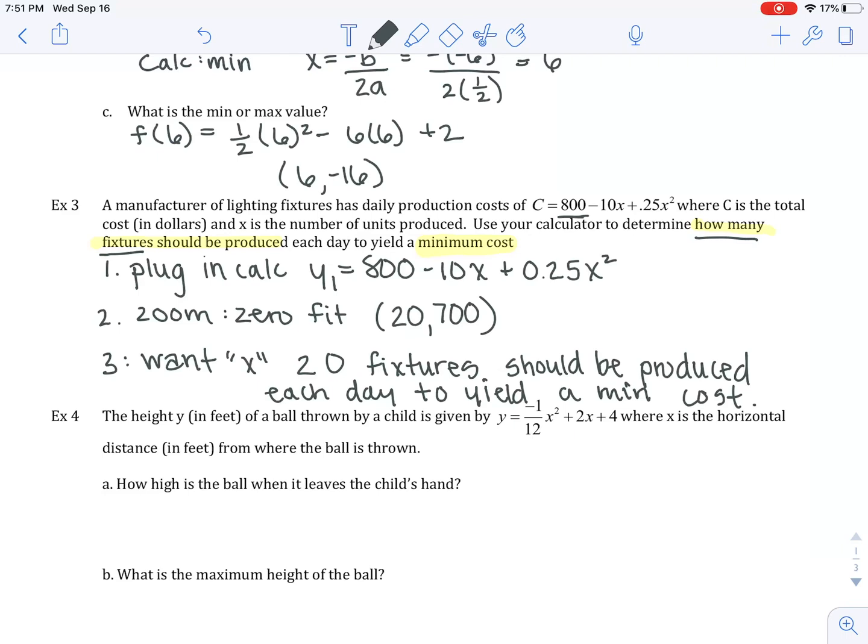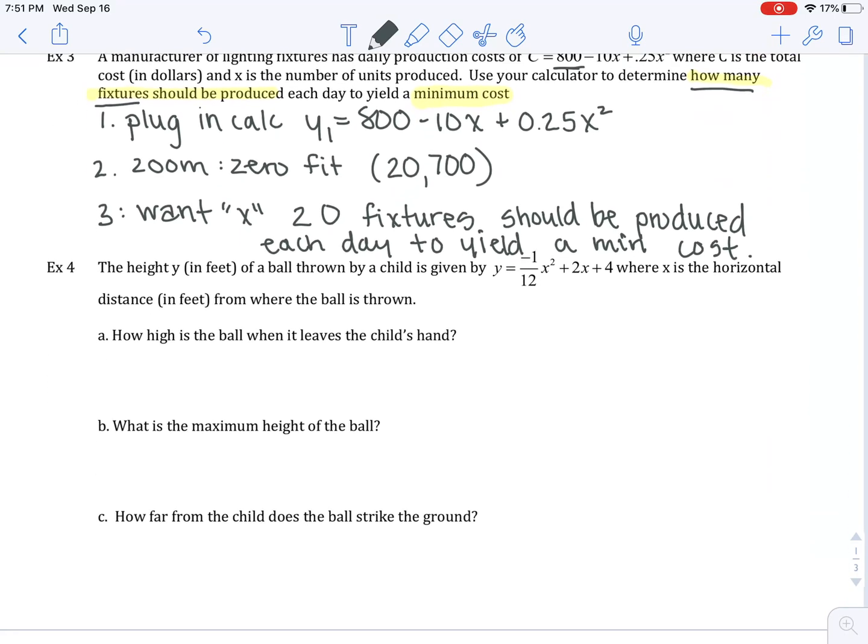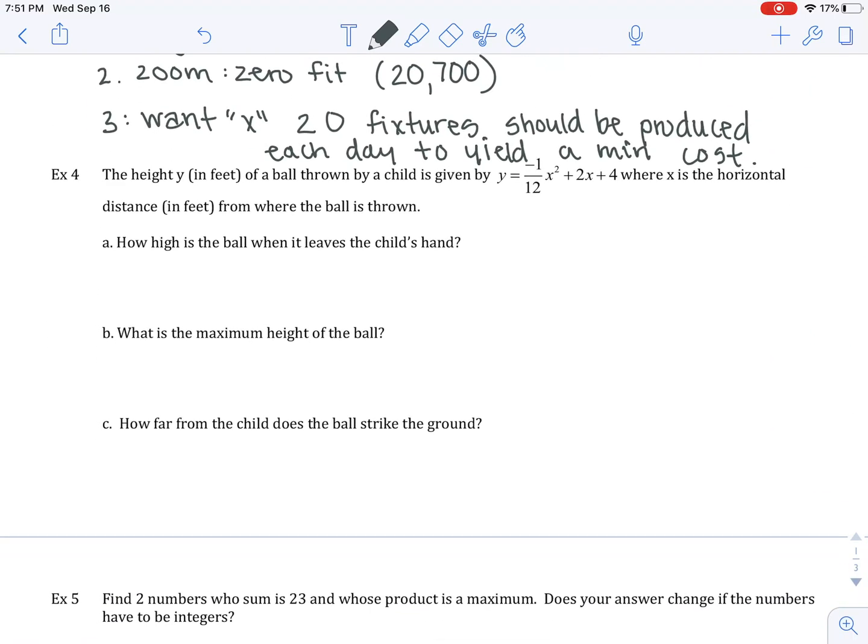All right. Let's go into example 4 then. The height, y, in feet of a ball thrown by a child is given by that equation, where x is the horizontal distance in feet and where the ball is thrown. All right, so how high is the ball when it leaves the child's hand?